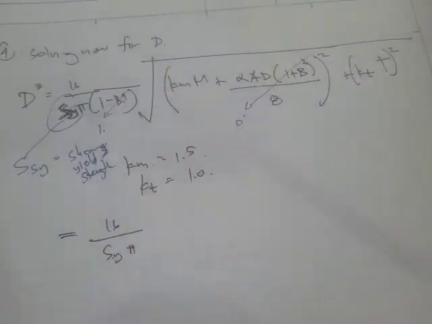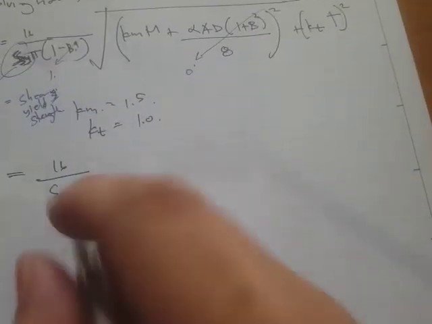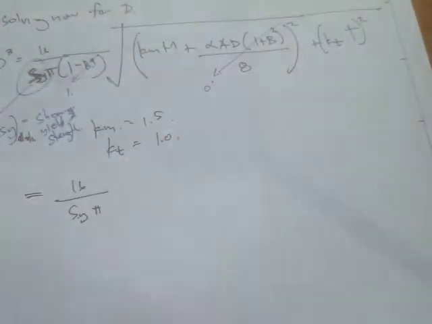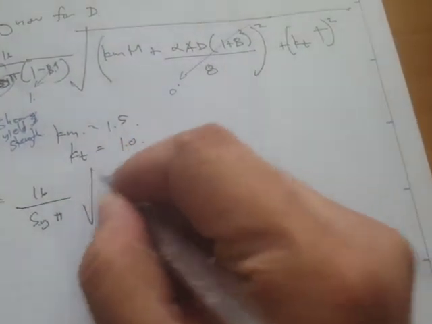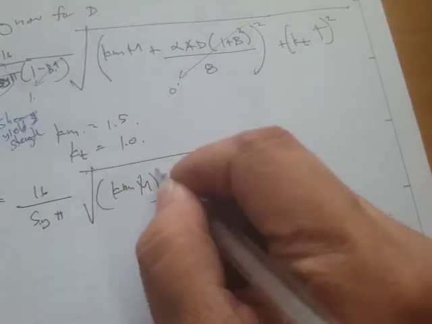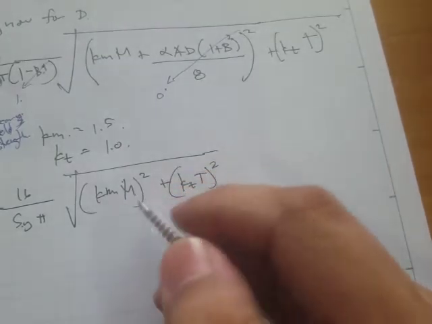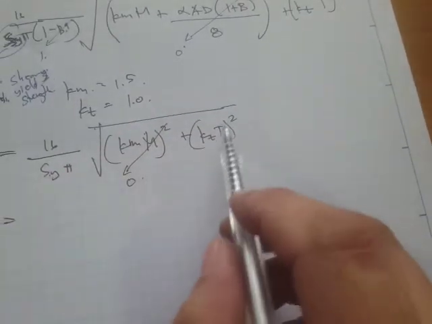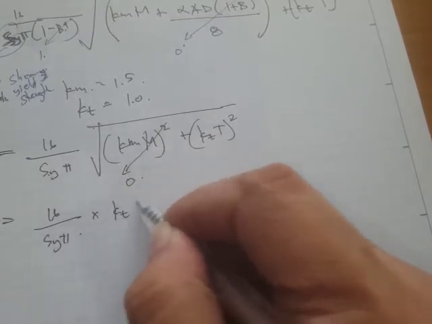And this should be allowable. So the equation simplifies to Km squared plus K sub T times T squared, and since we don't have the bending moments, this is just 0. Therefore, our remaining equation is simply 16 times S sub y times pi times K sub T times T.